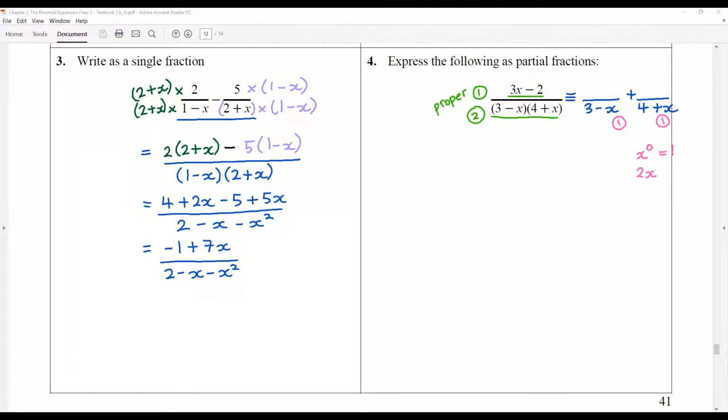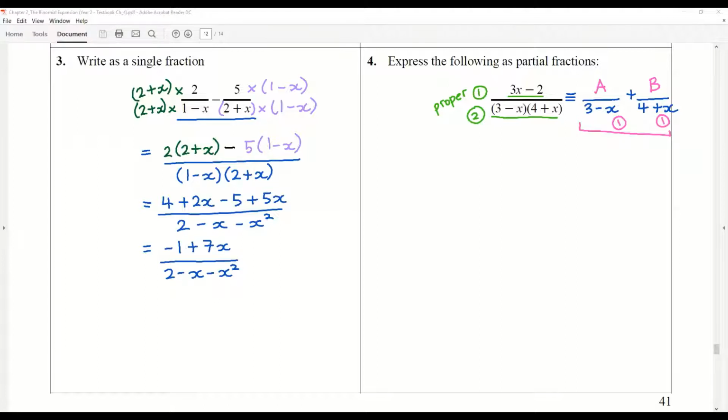So let's just jot that down. We're going to have constants in the numerator and the denominator. We don't know what they are, so we just call them A and B usually. All right, now our task is to reconstruct the left-hand side using what we know on the right-hand side.